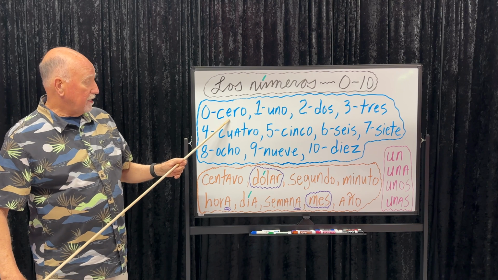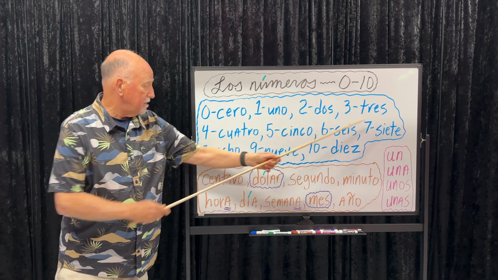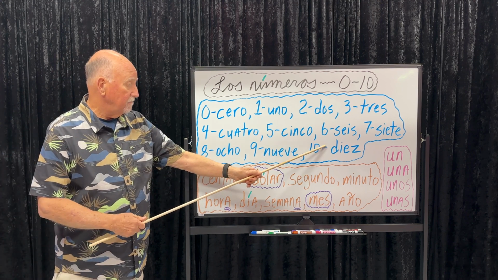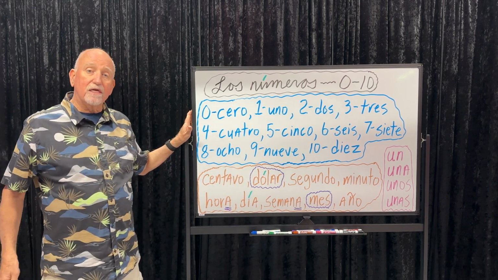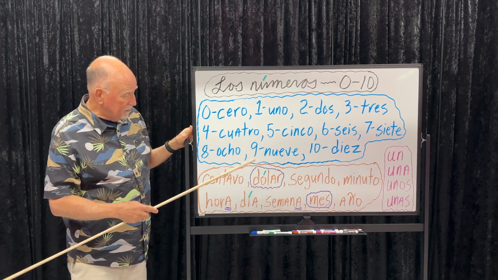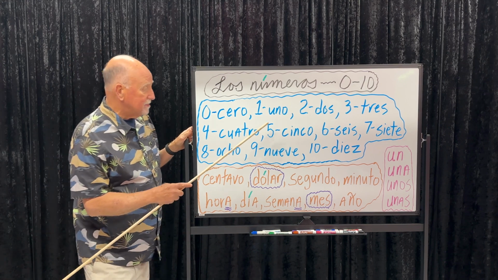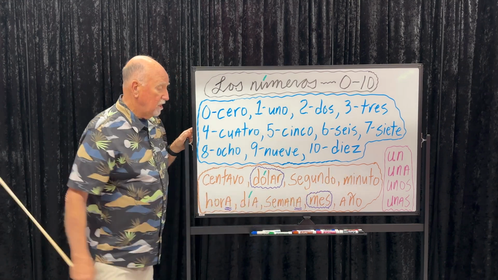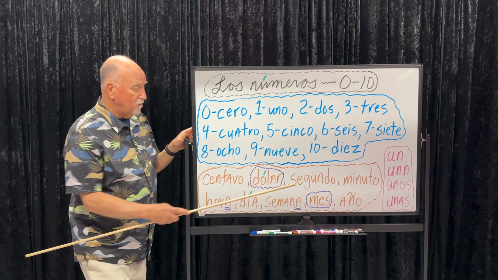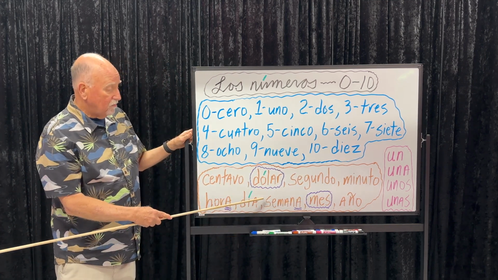Again, 0, 1, 2, 3, 4, 5, 6, 7, 8, 9, 10. And that's traditional Spanish. That's all they give you. But we're teaching you how to use them in a practical way, right? If you want to say $10, $10, okay? If you want to say in 5 minutes, en 5 minutos. If you want to say a year ago, hace un año. If you want to say a week ago, hace una semana.